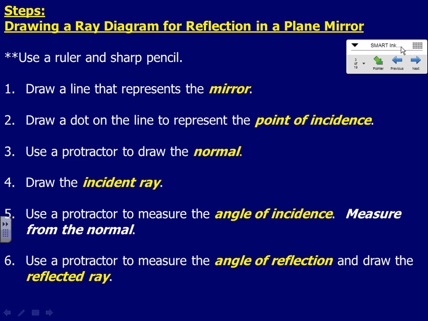Now, rules 2, 3, and 4 do not need to be done in that order. Sometimes if I'm asking you to do a practice question, I give you the mirror and I give you the incident ray. And then you have to locate the point of incidence and draw the normal. I'll do some of the examples that way as well. So rules 2, 3, and 4 may not appear in that exact order. But once we get the normal drawn on it, we can measure the angle of incidence, and then we can determine where that ray is going to go.